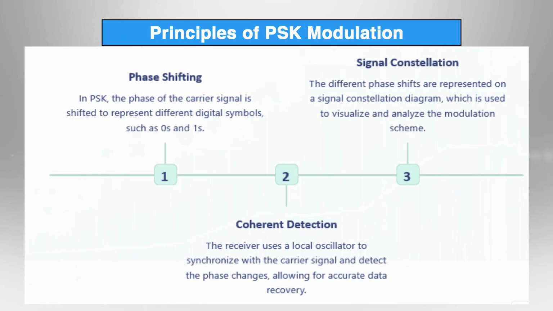Now, let us talk about the basic principle of phase shift keying, on what principle it depends. There are three main things. First is phase shifting: the carrier gets switched according to the 0 and 1 signals that we apply. Second is coherent detection, which is important in the digital PSK system. There are coherent and non-coherent detections, but we are discussing only coherent detection here, where the receiver should detect coherently. The third concept is the signal constellation, where the different phases are represented. We can plot a diagram for the signal constellation.